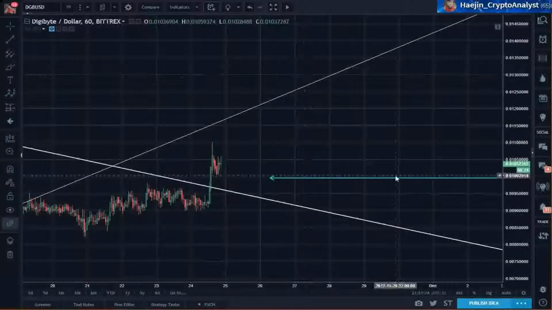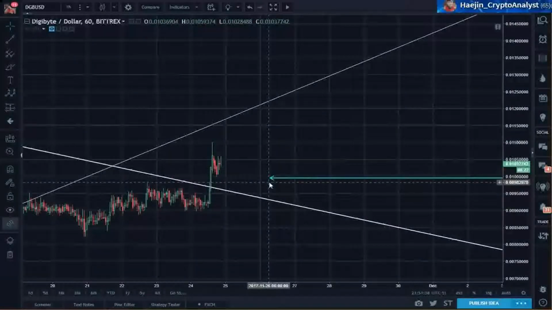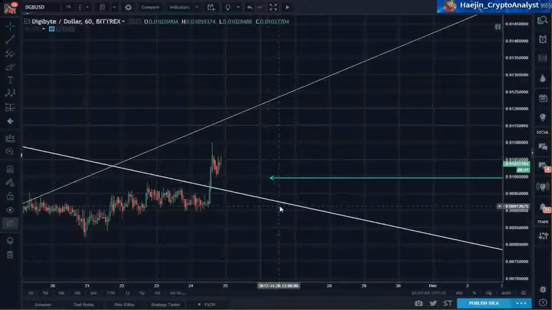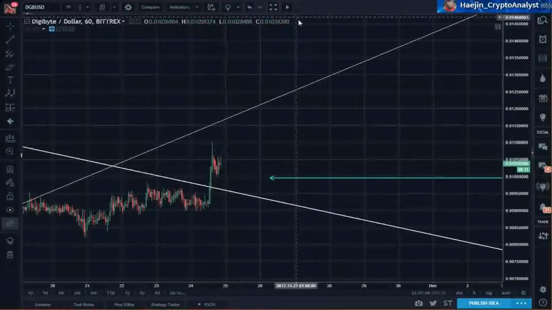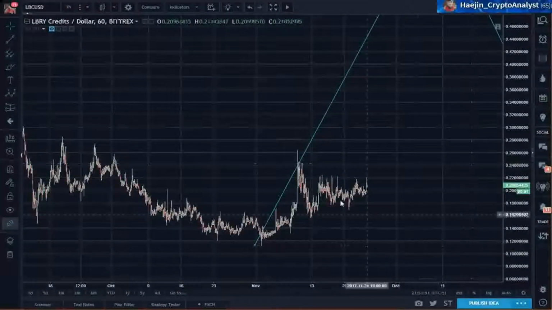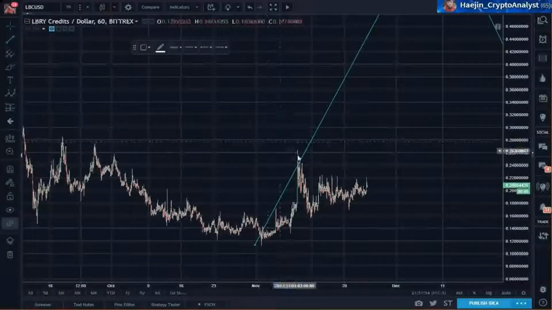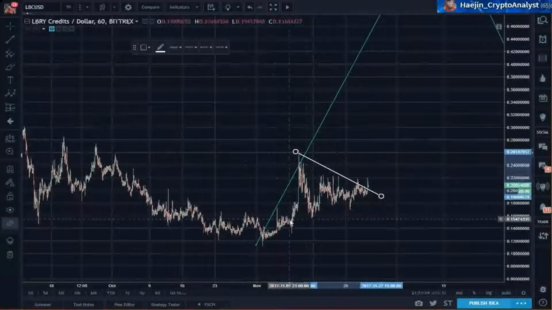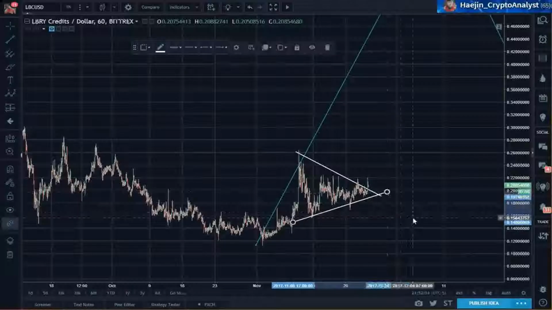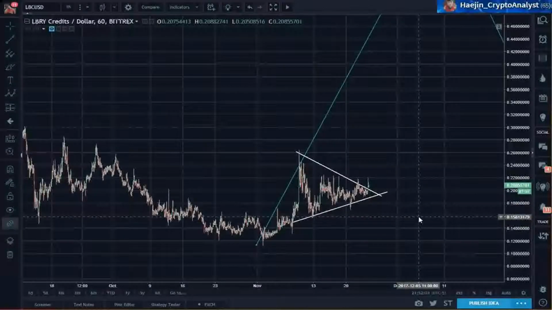Do you think that Digibyte, which is a penny, will remain a penny? I don't think so. And look at this beautiful big breakout. Do you think Litecoin, which broke out of this beautiful ABCDE triangle, will remain at 20 cents? I don't think so.